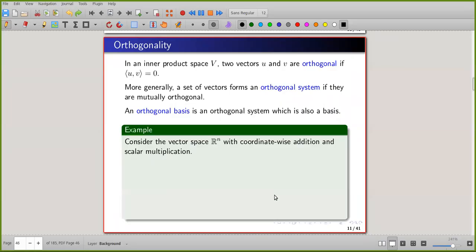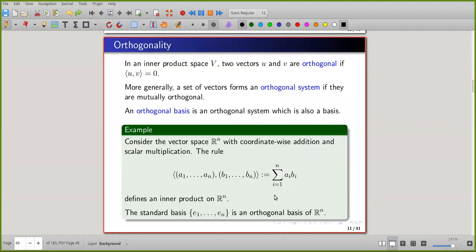Let's take a really simple example. We can look at the vector space Rn with coordinatewise addition and scalar multiplication, the usual vector space Rn. This rule is going to define an inner product on Rn. All of you know that. And the standard basis E1 through En is an orthogonal basis for Rn.